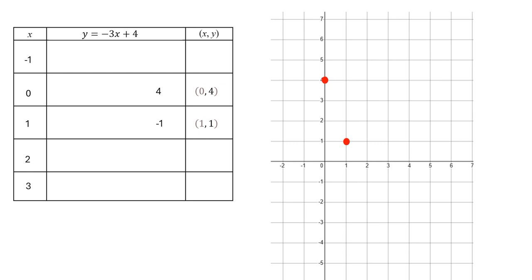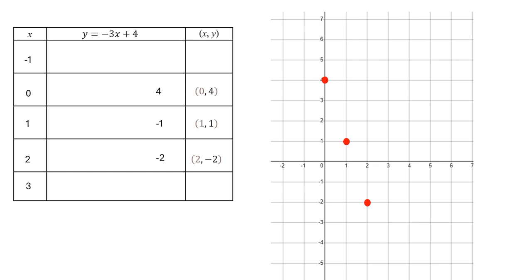Plug that into the equation, then I'll plot it onto the graph. Let's take the value of 2 for x, substitute it into our equation. -3 times 2 plus 4 gives us an answer of -2 for y. We have a coordinate, or pair of coordinates of 2, -2. We'll plot this onto our graph.